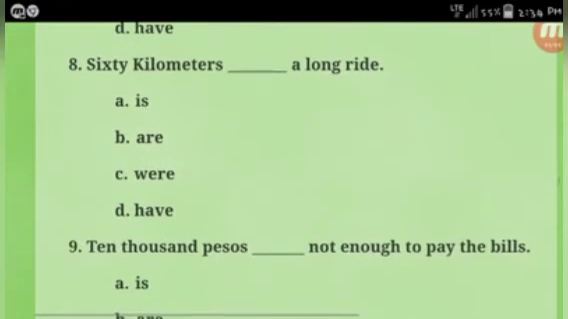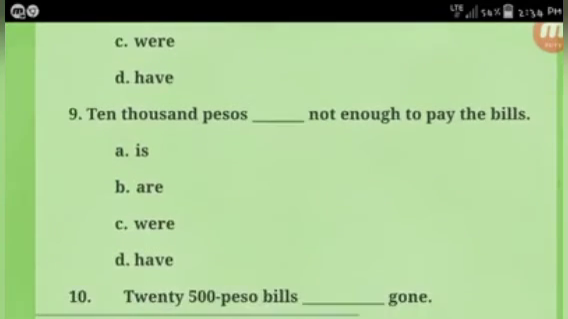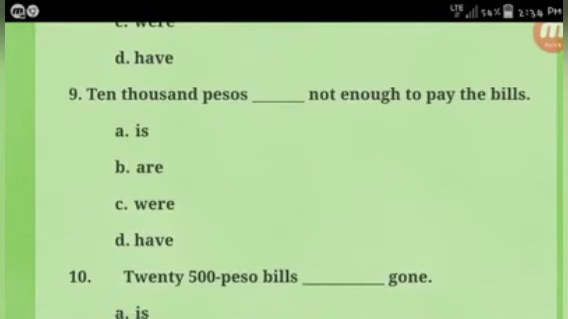Number 8, we have 60 kilometers is distance, so it calls for a singular verb again, and that is letter A, which is. 60 kilometers is a long ride. Next, number 9, 10,000 pesos, again, amount of money.